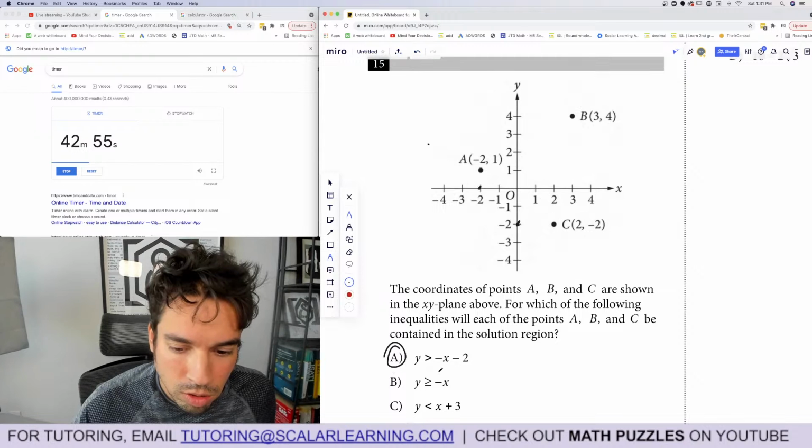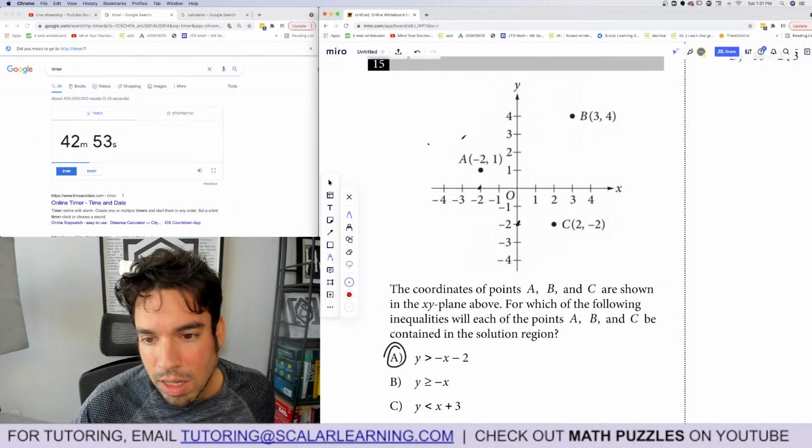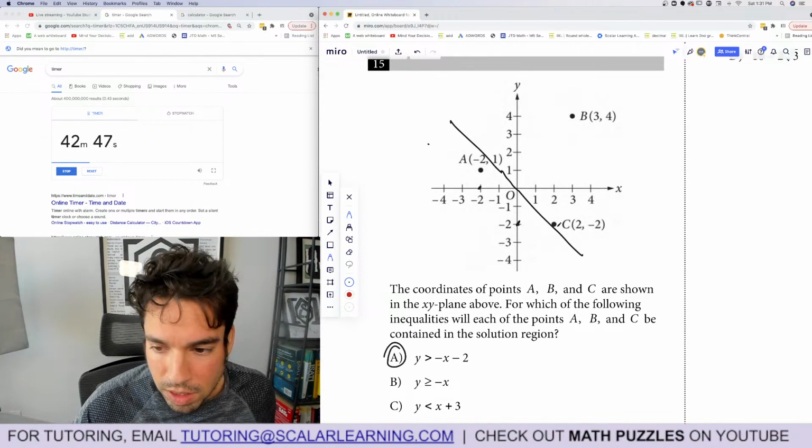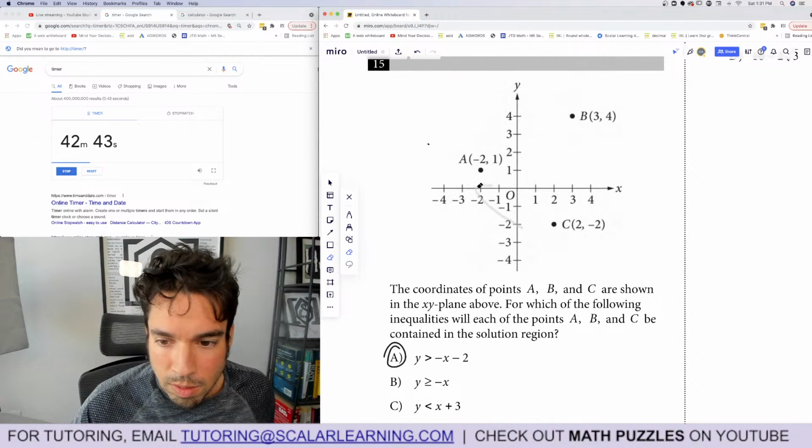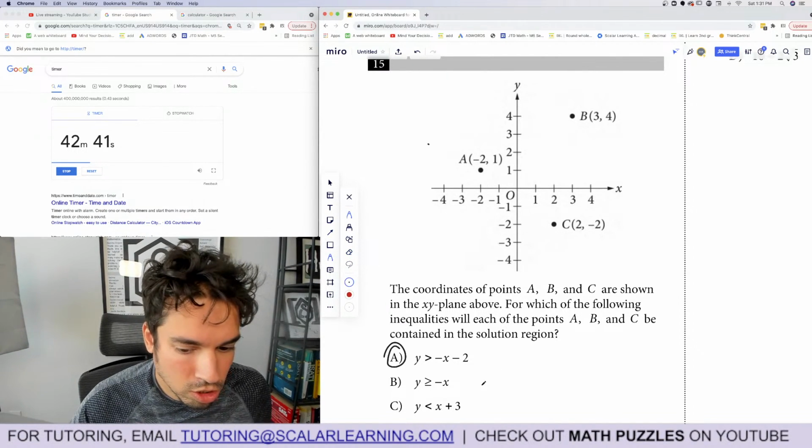All right, but let's try these other ones. Y is greater than or equal to negative x. That would come like this through here. And greater than or equal to negative x, it would include this. It would miss this one. So B is out. Again, we don't need to do this. I'm just doing this just for fun.